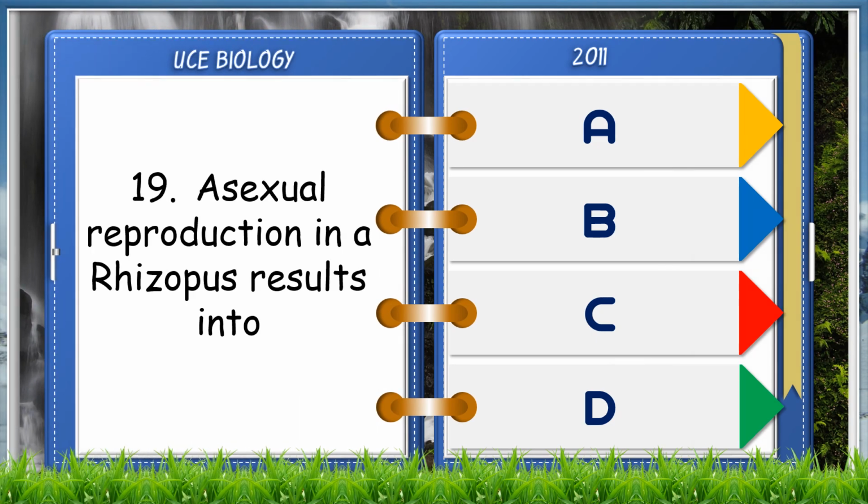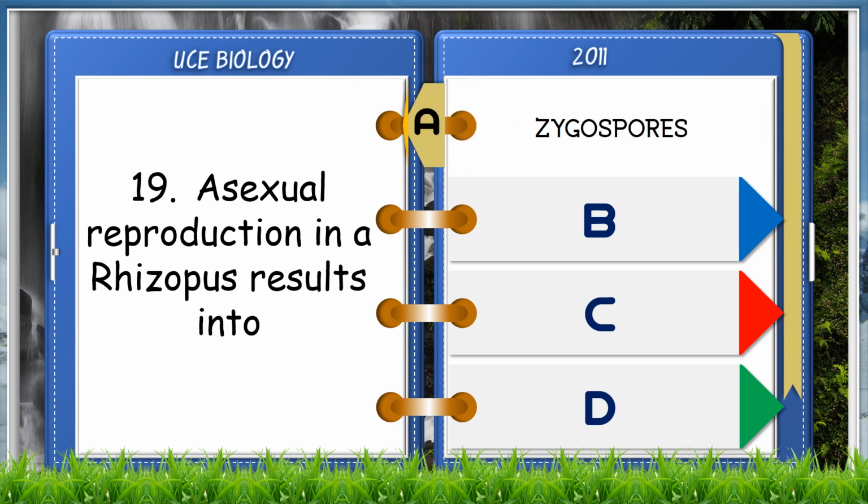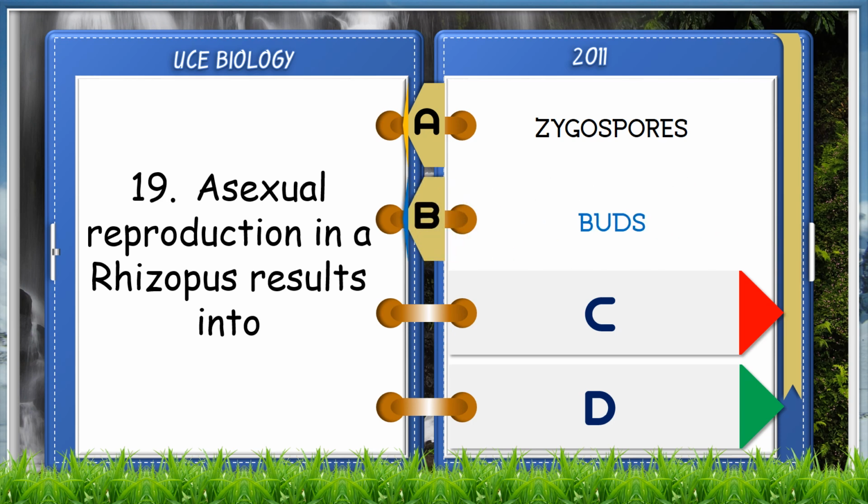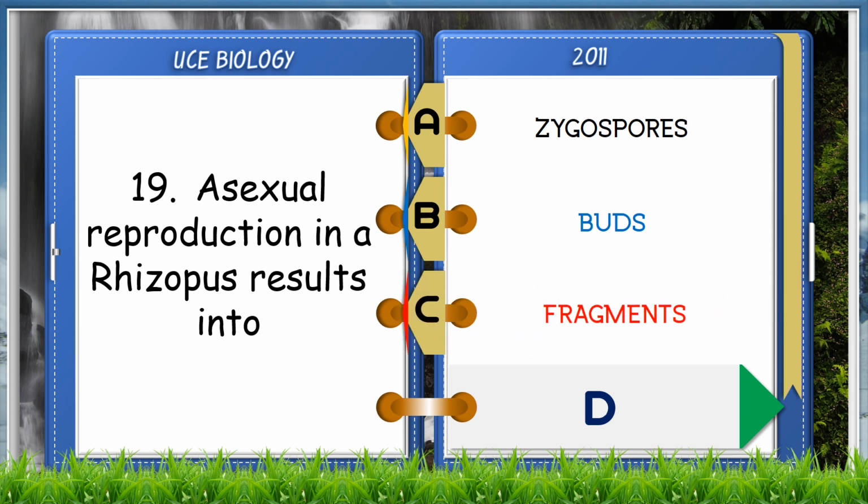Asexual reproduction in Rhizopus results into A. Zygospores. B. Buds. C. Fragments. D. Spores. The answer is D. Spores.